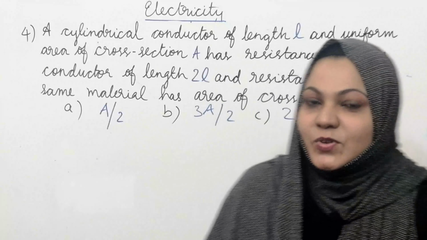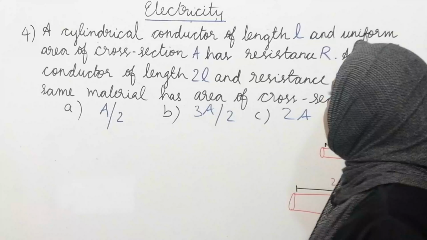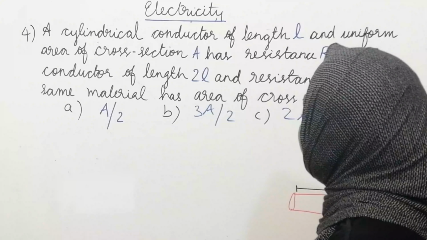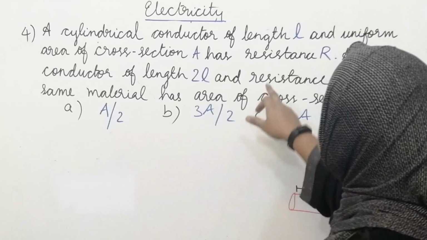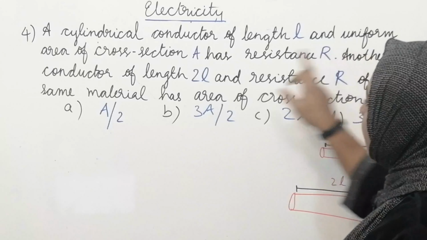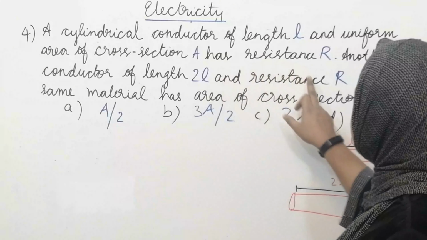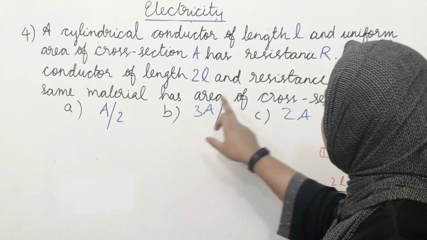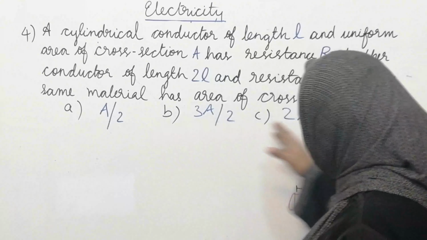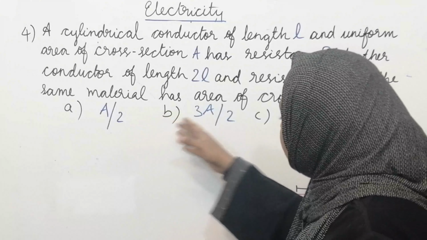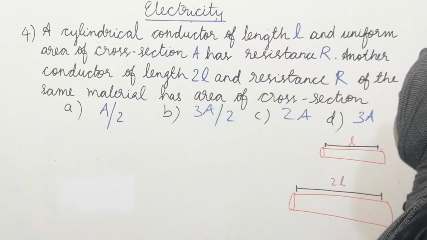Now we can do the fourth question. A cylindrical conductor of length L and uniform area of cross section A has resistance R. Another conductor of length 2L and resistance R of the same material has area of cross section. There are 3 options: A by 2, 3A by 2, 2A and 3A.